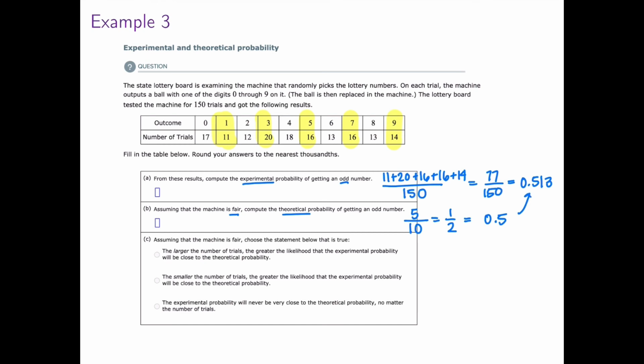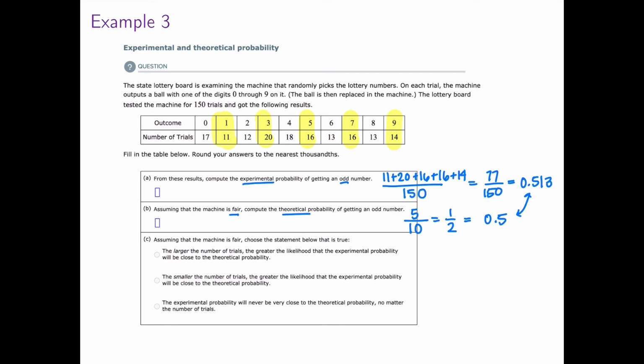Notice these numbers are very close to each other. So, and the more this machine is tested, those numbers should get even closer to each other. That 0.513 should get even closer to 1/2. Okay, you could think about this as a way to test and see if the lottery machine is fair or if it's biased towards other numbers. If the experimental probability is not pretty close to the theoretical probability, then something's going on and maybe the machine isn't fair.